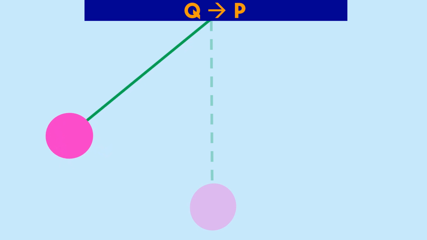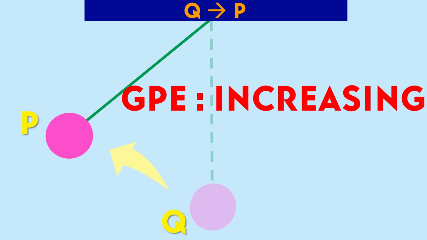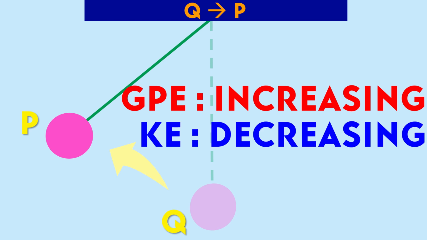From Q to P, the gravitational potential energy of the bob is increasing because the height is increasing. Since it is getting slower, the kinetic energy is decreasing.